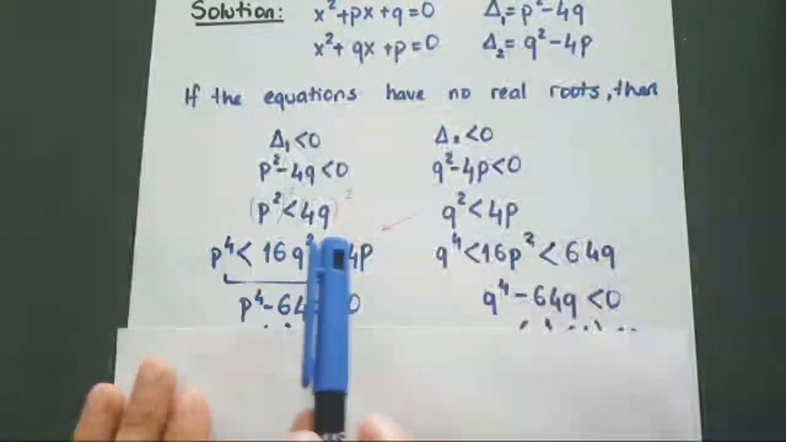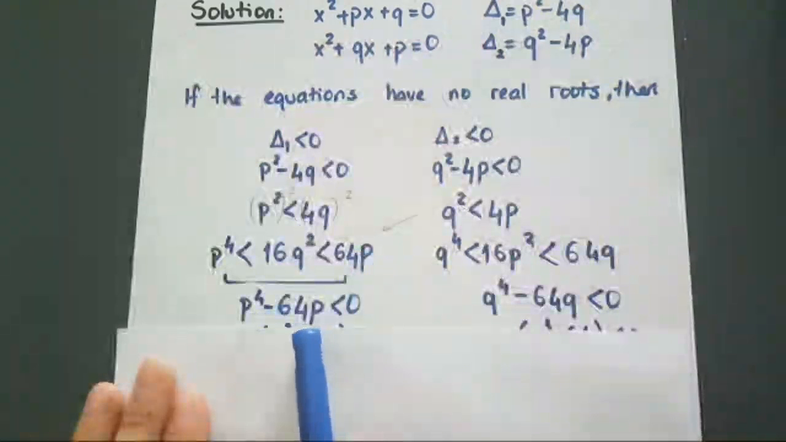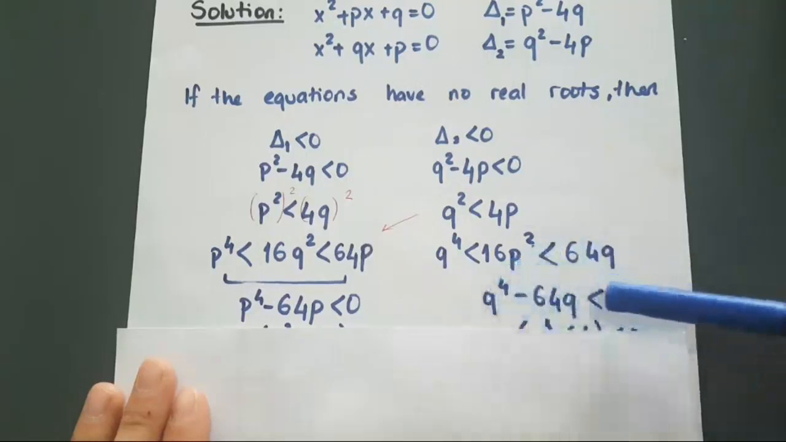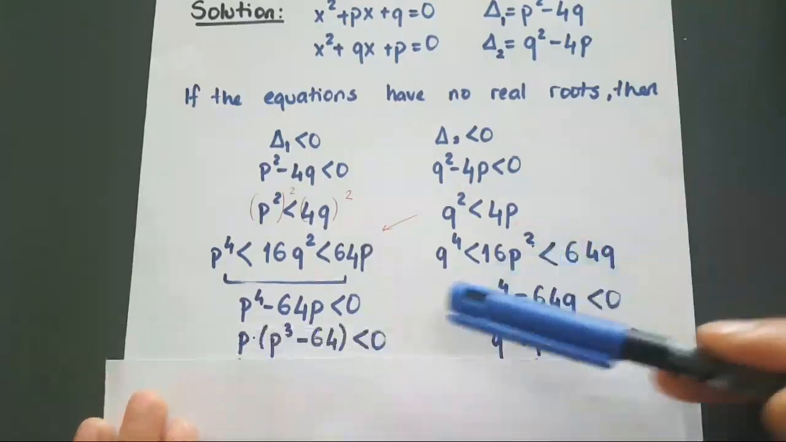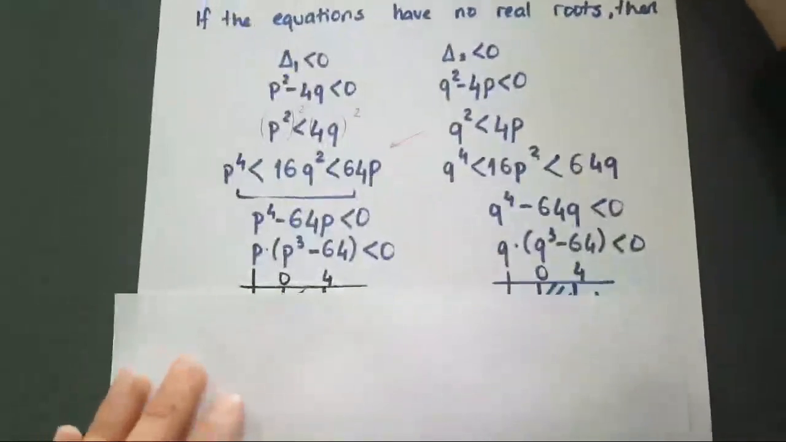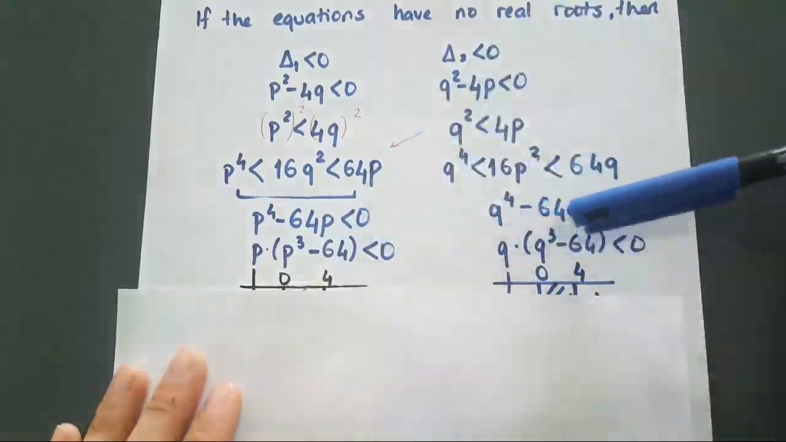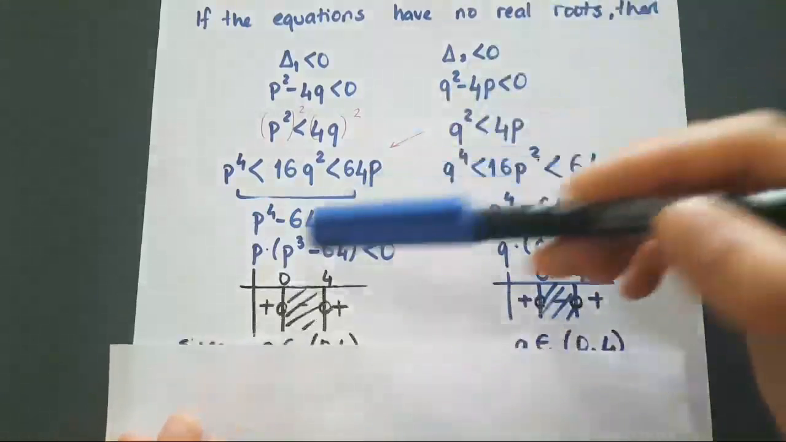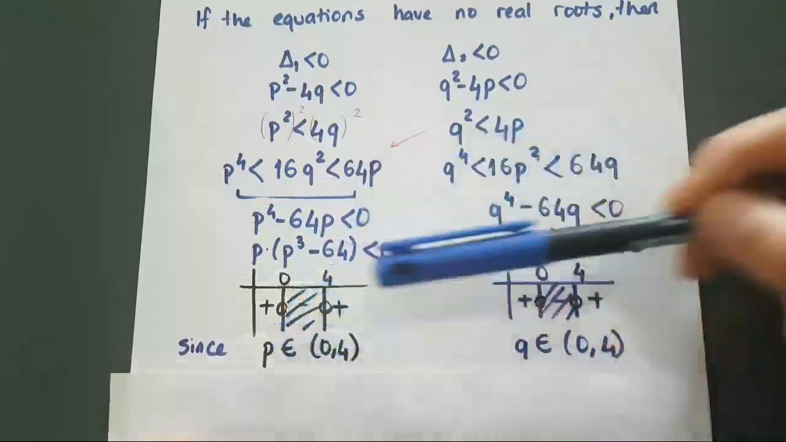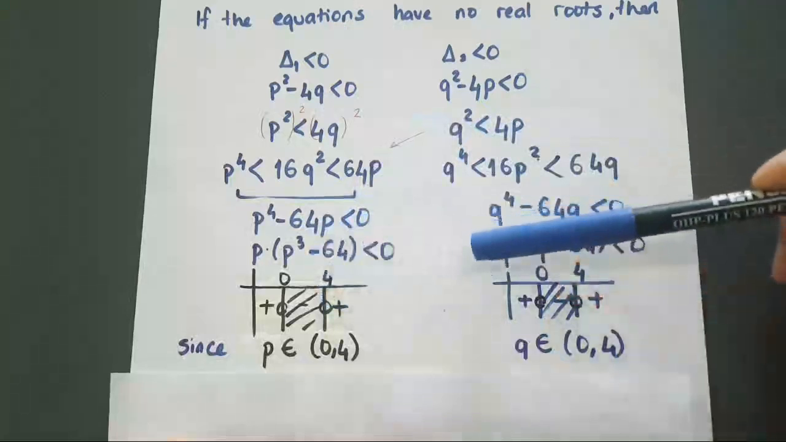If I take only the first and third, p to the power of 4 minus 64p will be smaller than 0, and q to the 4 minus 64q will be smaller than 0. When I factorize them, the factors of these two inequalities will be p and p cubed minus 64, and q and q cubed minus 64. When I check the solutions by the help of the sign chart, I got that p and q are both in the interval from 0 to 4.